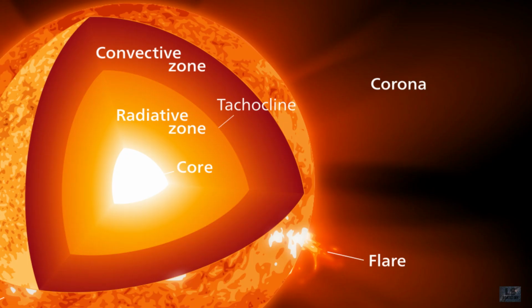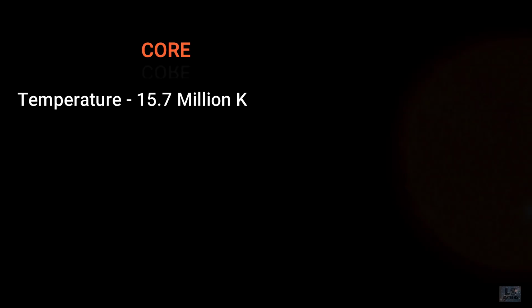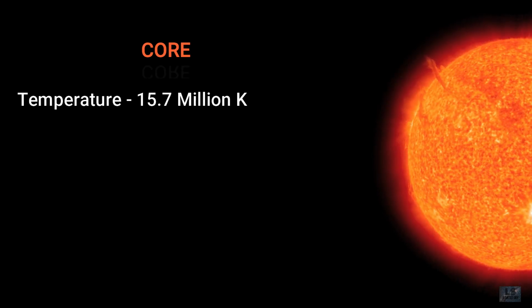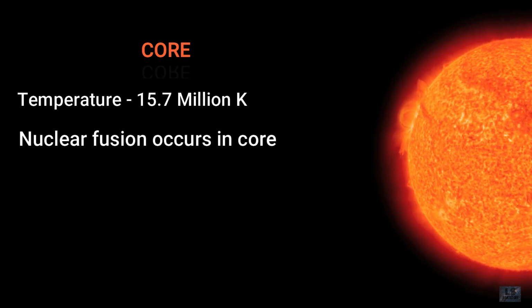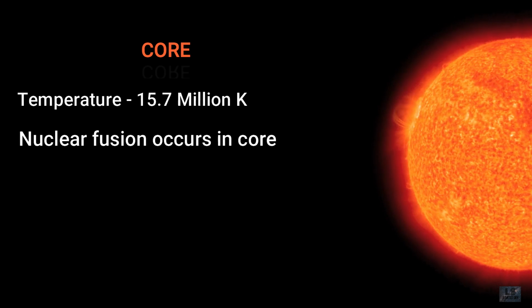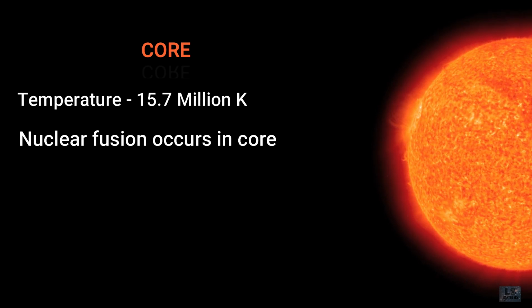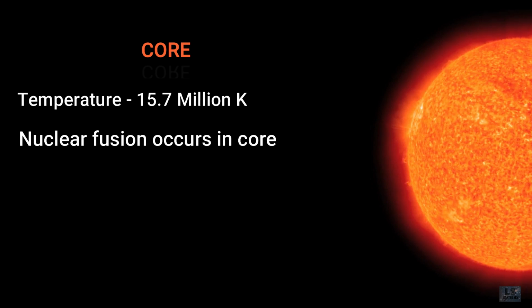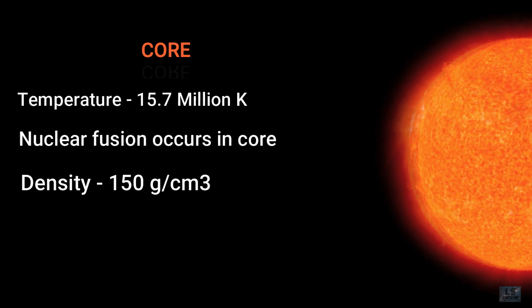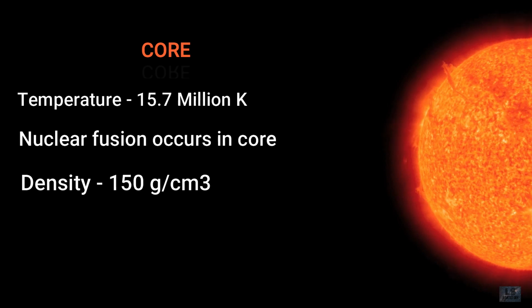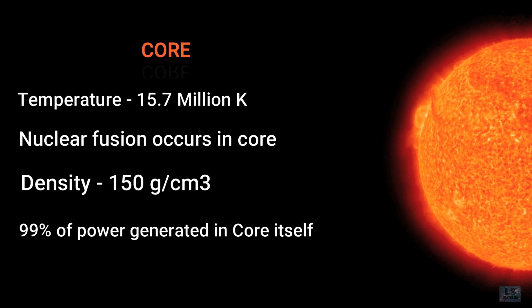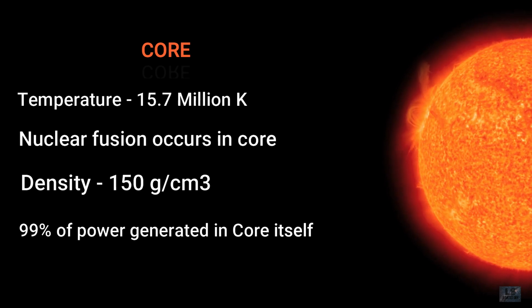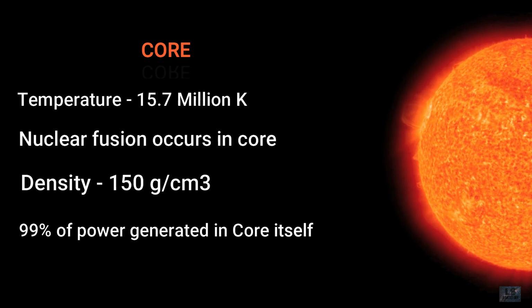The core is the innermost 20 to 25% of the sun's radius, where the temperature is around 15.7 million Kelvin and the pressure is sufficient for nuclear fusion to occur. Hydrogen fuses into helium. This fusion process releases energy, and the helium gradually accumulates to form an inner core of helium within the core itself. The density of the core is around 150 grams per centimeter cubed, about 150 times that of water, and 99% of the power is generated within 24% of the sun's radius, and by 30% the fusion has stopped entirely.